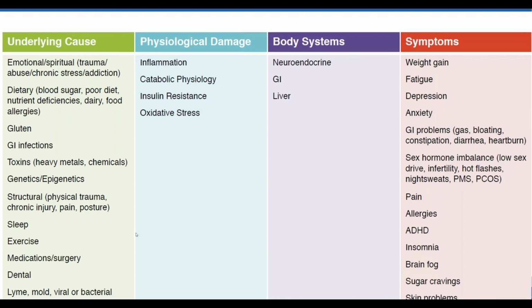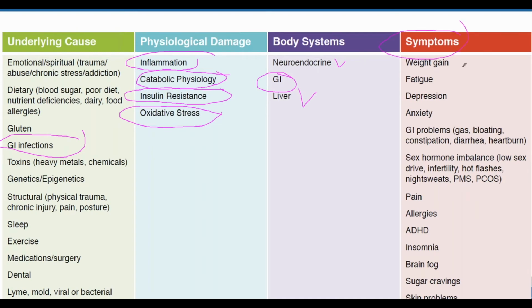And part of the patient education process is to let people know, if you have a GI infection, then you're going to become inflamed. You're going to have a lot of oxidative stress. Your gut's not working real well. You might become insulin resistant if it goes on for long enough because of all the inflammation, tissue damage, cortisol getting out of balance, all that stuff. You're definitely going to become catabolic. The gut lining is going to start to get chewed up. That may affect either neuroendocrine or liver detox issues. Obviously, it's going to affect your GI tract. But the symptoms may be weight gain, fatigue, depression, or anxiety, even though the problem is in the GI tract.